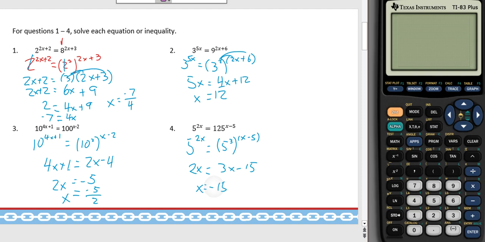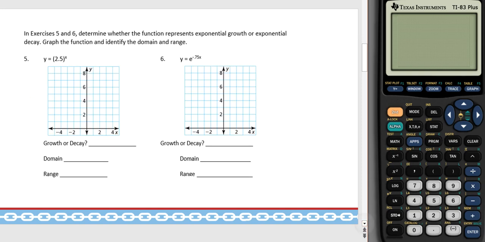Common mistake would be to forget about those negatives, or to leave it as both sides being negative, right? When we finish a problem, we have to have x completely by itself. So that's the first set of problems.